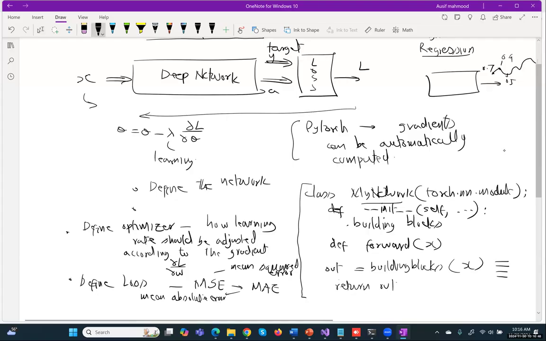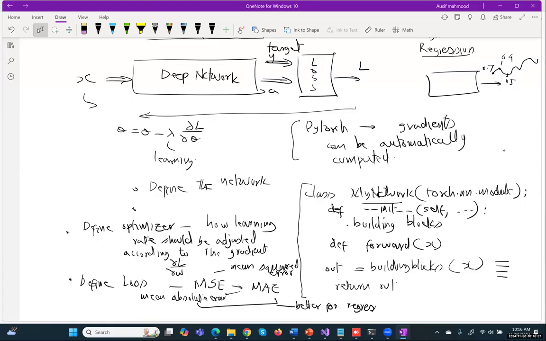So these two are considered better loss functions for regression type of problems, okay? Again, these are better for regression. Okay, for classification, where the output is being categorized into one of the many categories, the best loss function usually is the cross entropy.